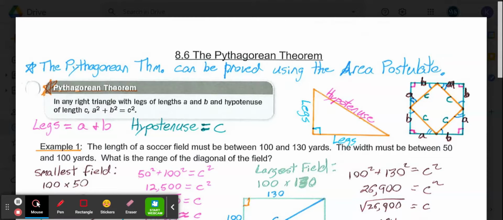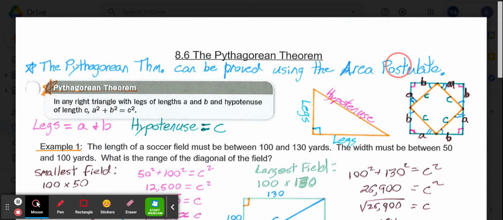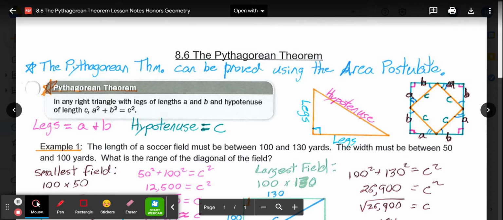Welcome to the video for lesson 8.6, the Pythagorean theorem. So now that we've looked at area of different quadrilaterals and triangles, what we'll be building into is one of the most common theorems that is used throughout mathematics, which is the Pythagorean theorem. And this is a theorem that can be proved using the area postulate. So again, the idea of area is what allows mathematicians to use Pythagoras' theorem.